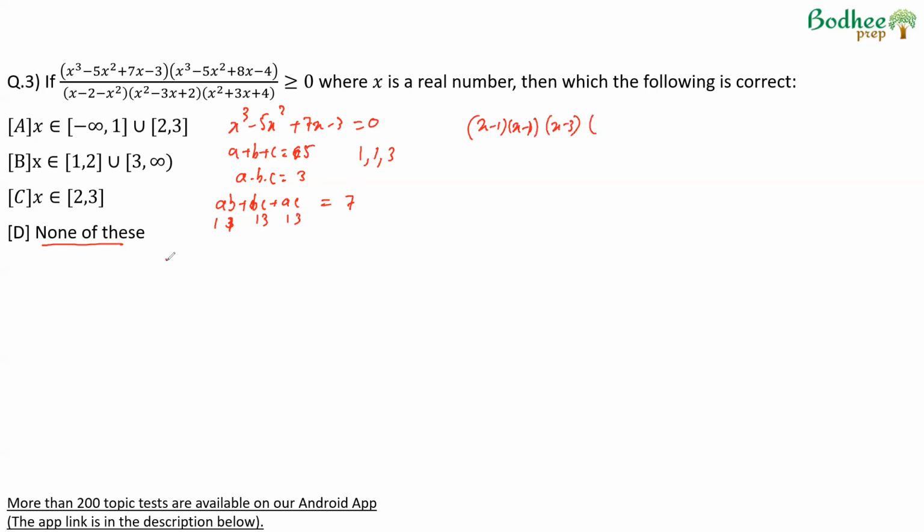The second one, x cube minus 5x square plus 8x minus 4 is equal to 0. The sum of roots a plus b plus c here is 5. The product of roots abc is 4. The three numbers that satisfy this can be 2, 2, 1. If we look at ab, bc, ca: 2 into 2, 2 into 1, 2 into 1, 4 plus 2, 6 plus 2, 8, which is the third value. And therefore, the second cubic can be written as x minus 2 into x minus 2 into x minus 1.